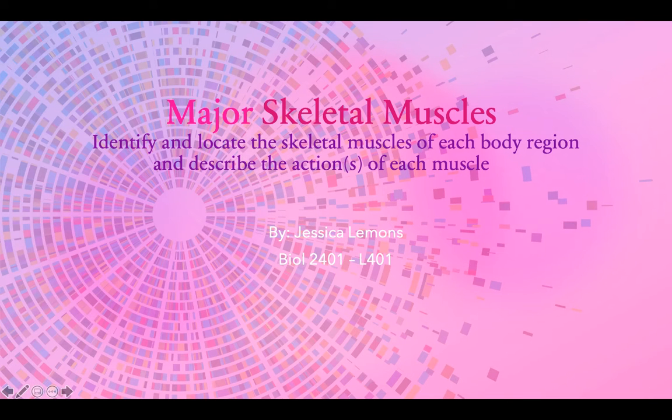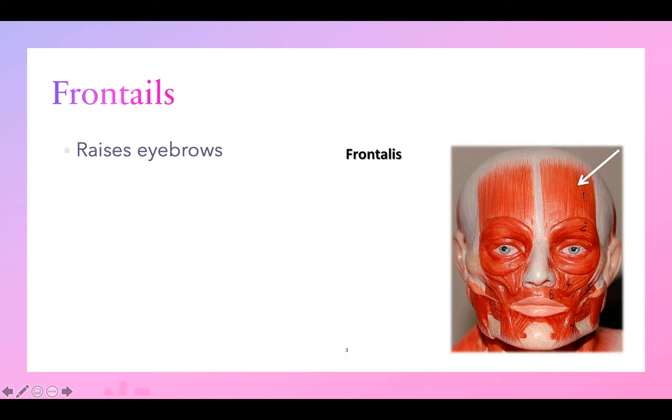Today I will be discussing major skeletal muscles. I identified and located the skeletal muscles of each body region and described the actions of each muscle. The first muscle I'm going to discuss is the frontalis, which is the muscle that raises the eyebrow. The picture to the right shows you exactly where it's located.